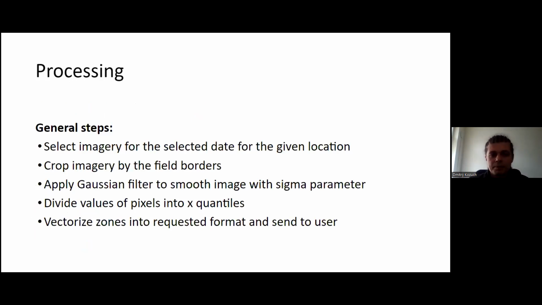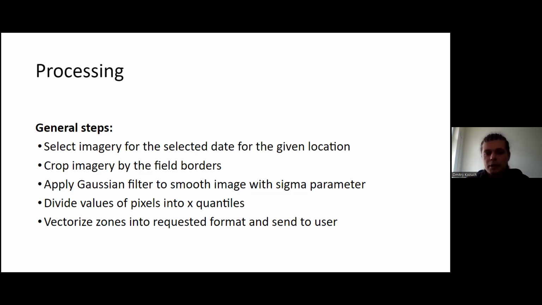The processing is generally described here. Of course, it's a little more complex, with some nuances. The first step is to select the imagery, the index product, for the selected dates and the given location that the user enters. Then we crop the imagery by the field borders.